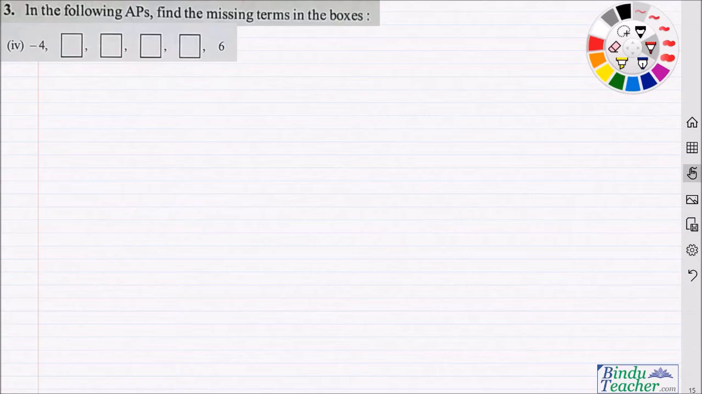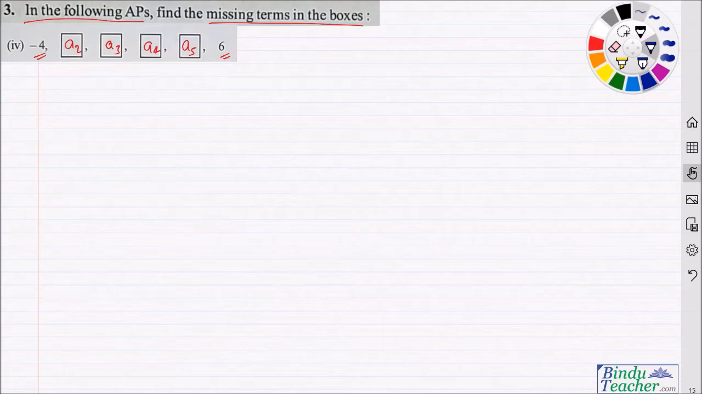Let's solve this question together. In the following arithmetic progressions, find the missing terms in the boxes. So here we have the value of A1 as -4, A2, A3, A4 and A5 are unknown values, and finally we have A6 equal to 6. Now we'll see how to find out the value of the four terms A2, A3, A4 and A5.